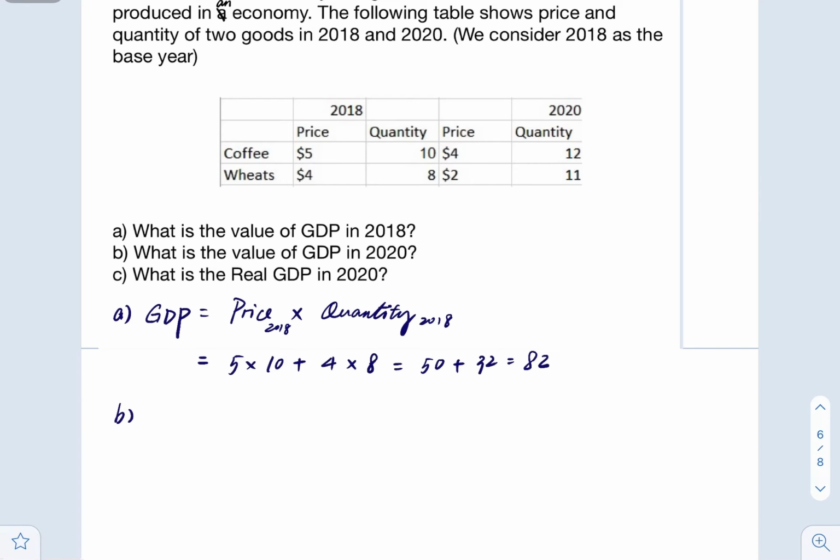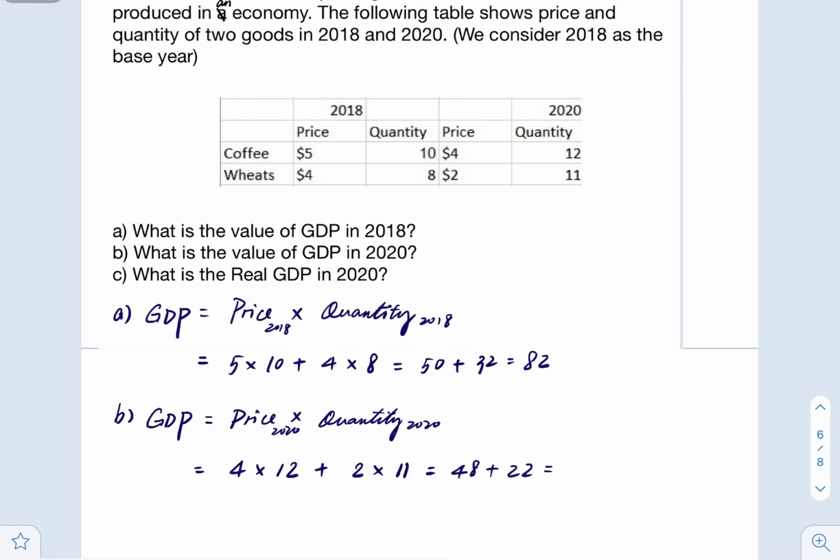The second question is, what is the value of GDP in 2020? It is the same as the first question, but we just count for 2020. So we have GDP equals price times quantity in 2020. It equals the coffee price times the coffee quantity in 2020 plus the wheat price times the wheat quantity in 2020. It is 48 plus 22, so it is 70.